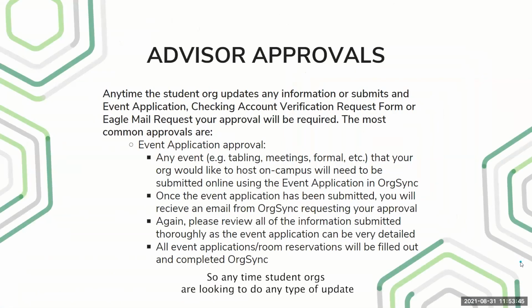Advisor approval. Anytime student orgs are looking to do any type of update, so during registration, you saw that you had to approve the registration and review it. That's something new that we've done this year. Event application, you will always be tagged on it, or you should always be tagged on it as well. Eagle mail requests, checking verification count. These are ways that we want to make sure you're included as an advisor so that you can have a better understanding of what's happening, what they're doing, if they're changing anything, so that you can add your input or feedback to the organization officers.